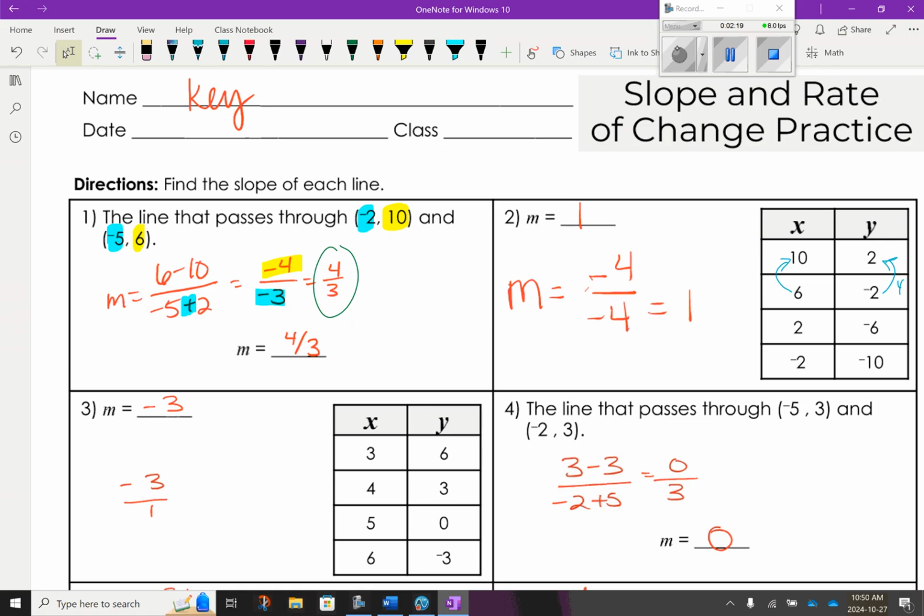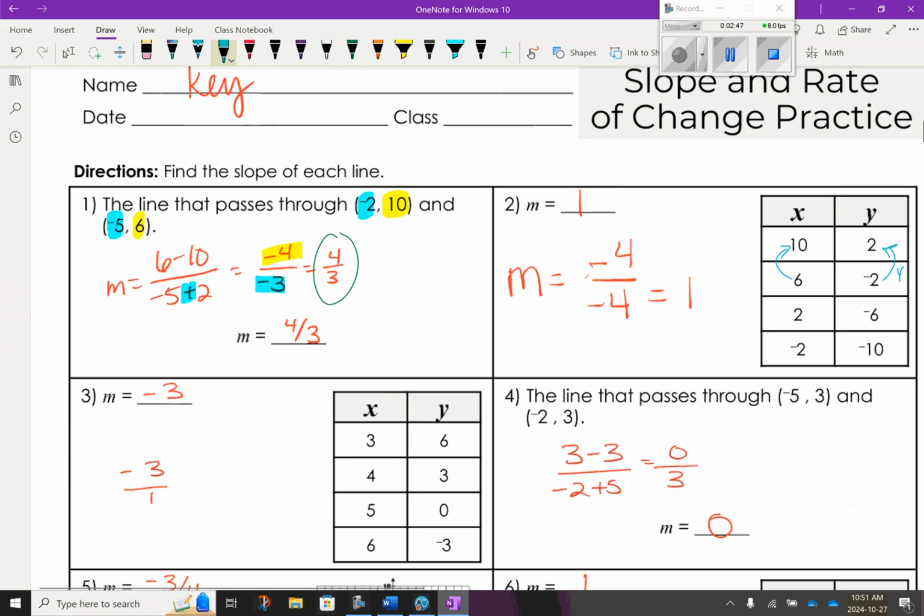Similar way there, number 3 turns out to be -3. Number 4, okay, so if we're going from -5/3 to -2/3, we don't go up or down. So the difference there in the y coordinates is 0 divided by 3. Well, nothing divided by 3 is nothing. So that's a slope of 0.